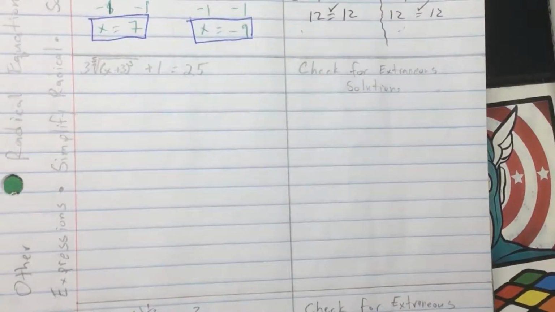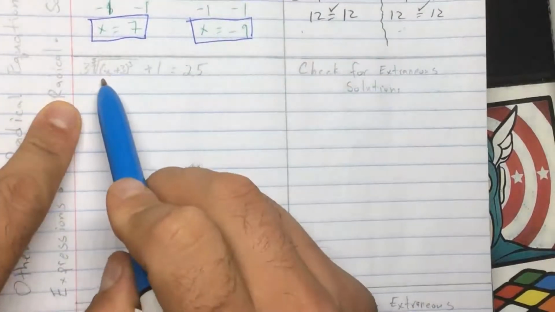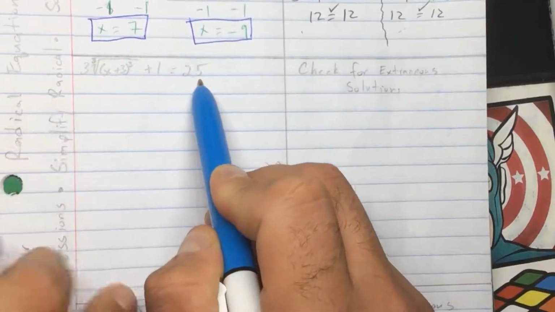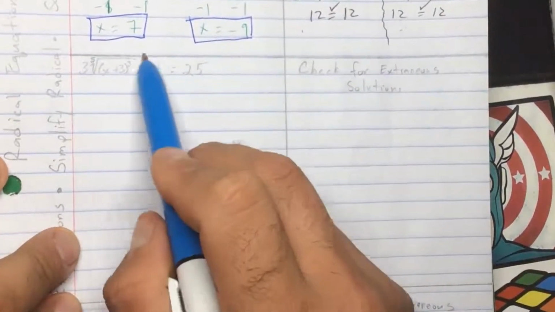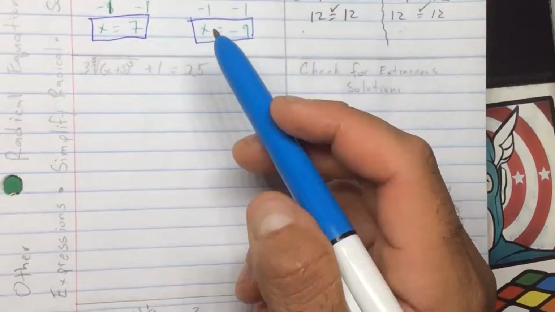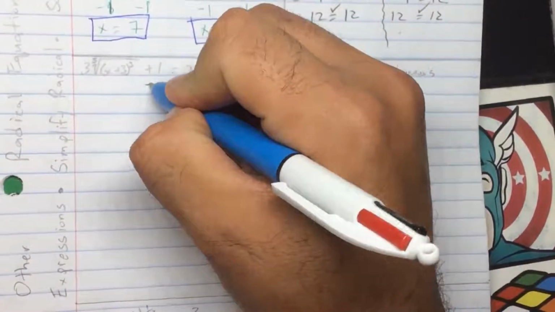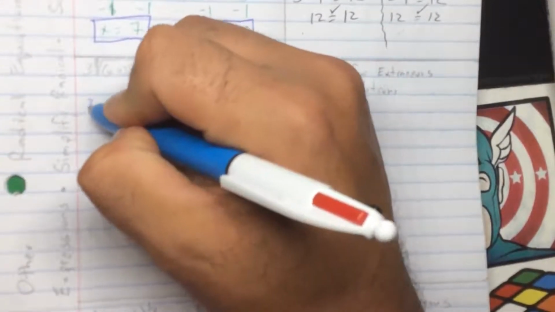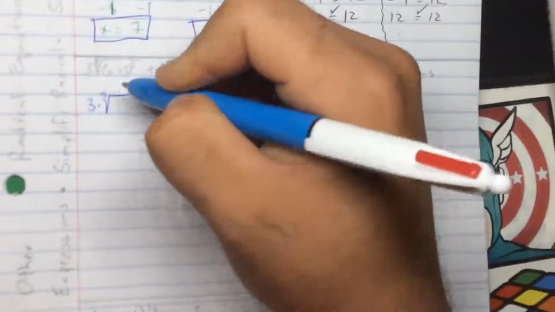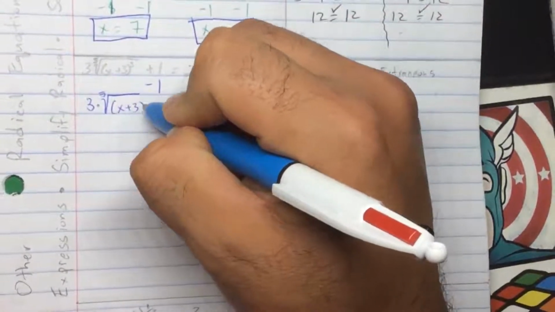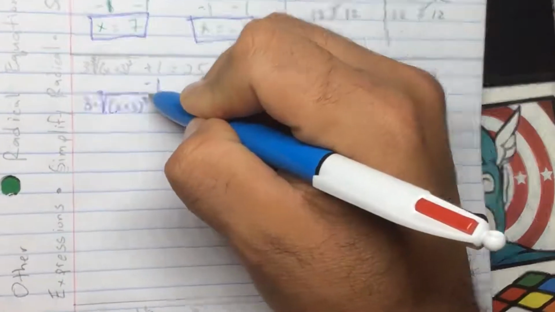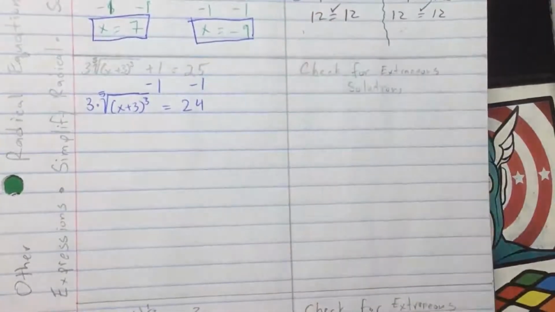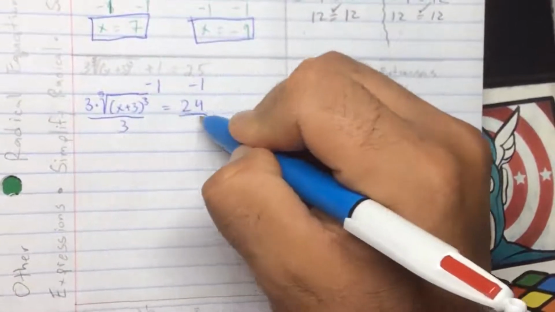And for this one, we have 3 times the fifth root of (x plus 3) cubed, plus 1, equals 25. So first things first, we're going to isolate the radical expression, and then simplify the radical expression. In order to do that, first we're going to subtract the 1 from both sides, and we're going to get 3 times the fifth root of (x plus 3) cubed. 1 minus 1 goes to 0, equal to 24, 25 minus 1. Then we're going to divide both sides by 3.